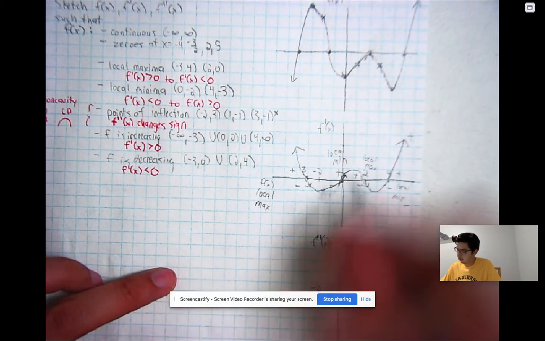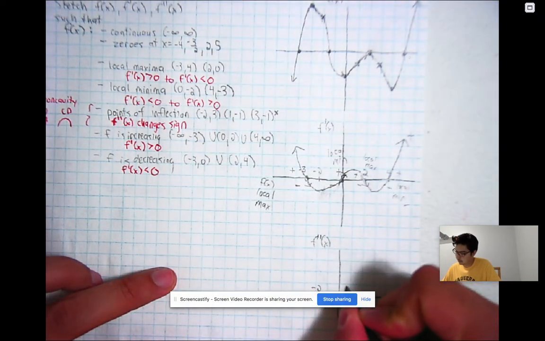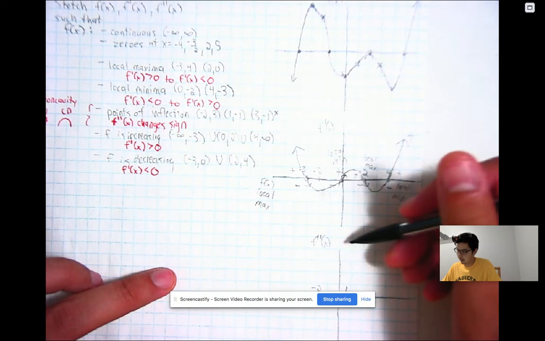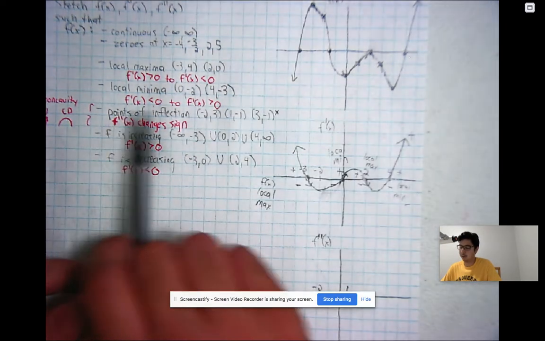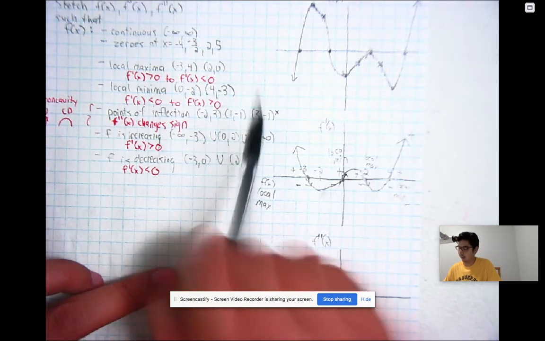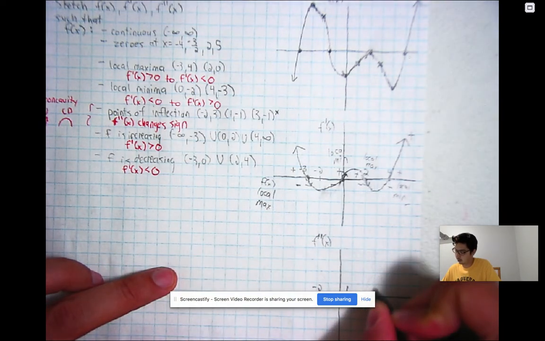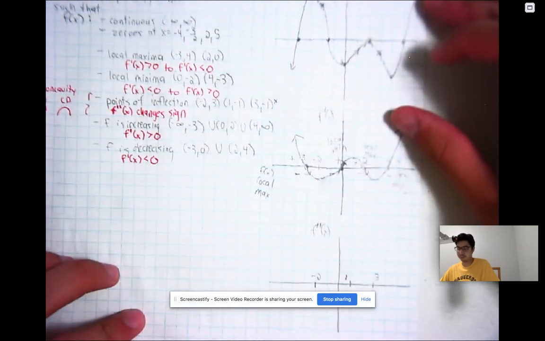And then at 1, it has a point of inflection. And then f of x, sorry, f of x has a point of inflection at 3, -1, which means that f double prime of x changed sign at 3, -1, so at 3, leave it. And we can see this when we look at f prime of x.